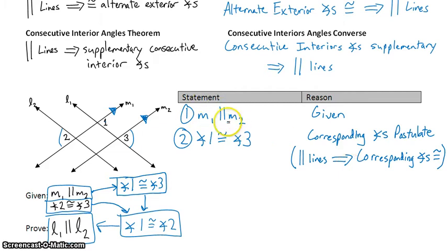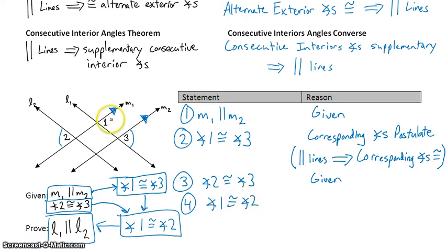Okay, I've used this given as far as I can go. Let's hop to my other given. Angle 2 is congruent to angle 3. Well, if angle 1 is congruent to angle 3 and angle 2 is congruent to angle 3, that must mean that angle 1 is congruent to angle 2. Now if I look, angle 1 and angle 2 are alternate exterior angles. But that's not the reason that they are congruent. They're congruent for a different reason. The reason that they're congruent is by the substitution property.